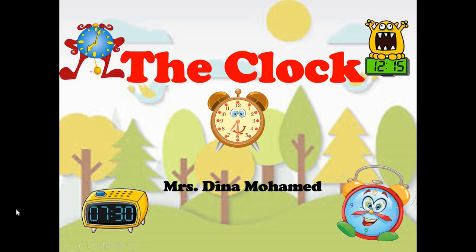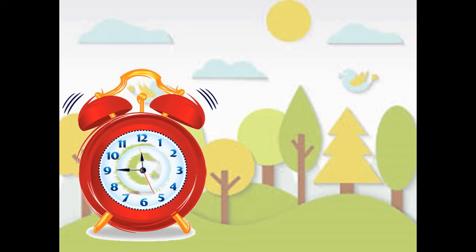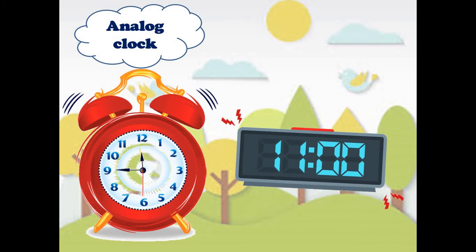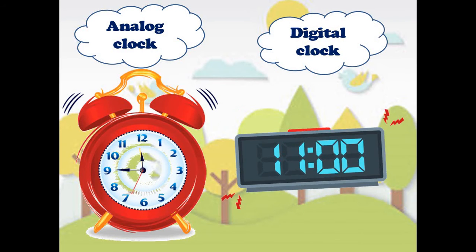Hi kids, let's learn about the clock. Let's go. We have two types of clock. The first one, we call it analog clock, and the second one, we call it digital clock. Now let's know more about the analog clock.